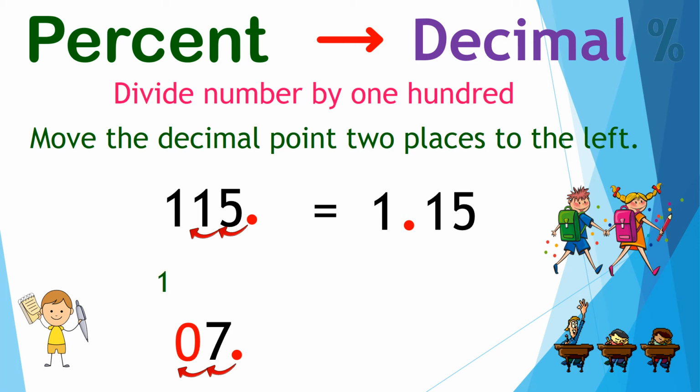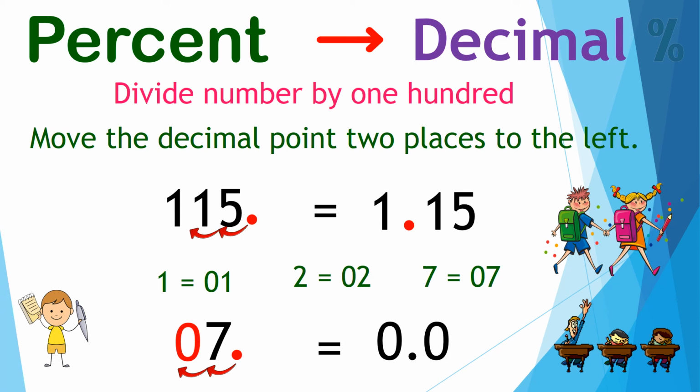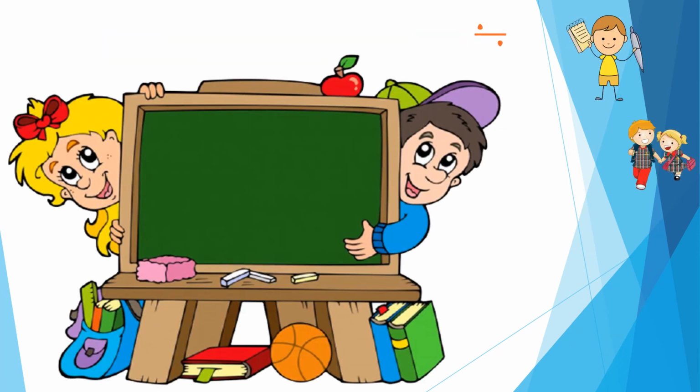Just like 1 is the same as 01. 2 is the same as 02. So 7 is just the same as 07. And 7% in decimal is 0.07. This time, let's try to answer a few questions.